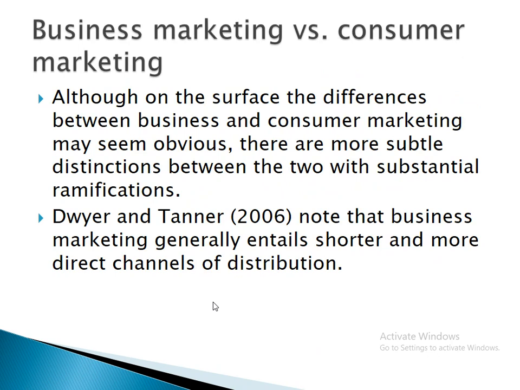Although on the surface the differences between business and consumer marketing may seem obvious, there are more subtle distinctions between the two with substantial ramifications. Dower and Tanner in 2006 noted that business marketing generally entails shorter and more direct channels of distribution than consumer marketing. While consumer marketing is aiming at a large demographic group through advertisement on mass media, and is taking help from distribution channels such as retailers and wholesalers.